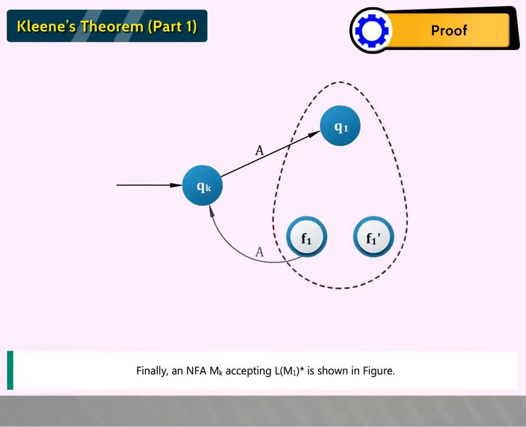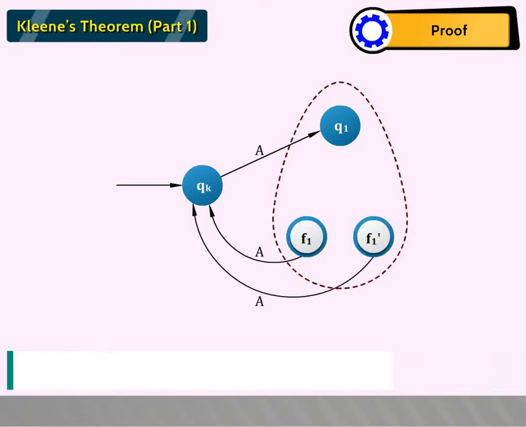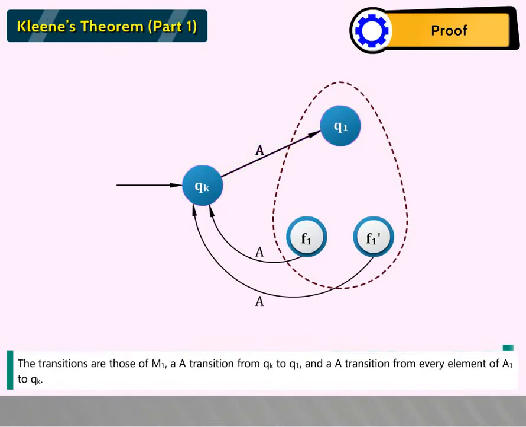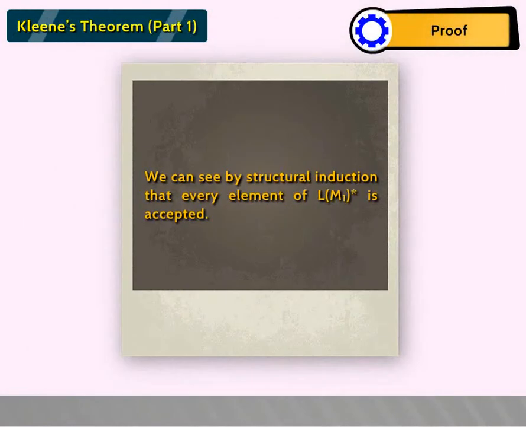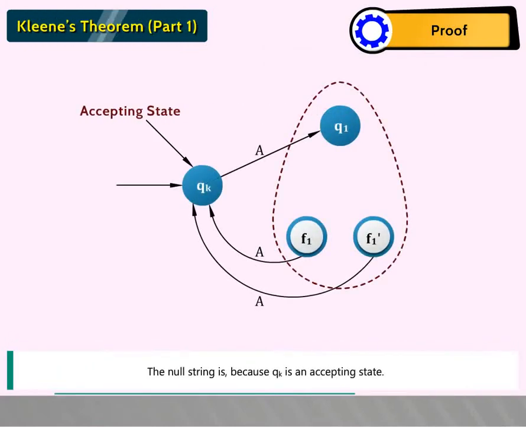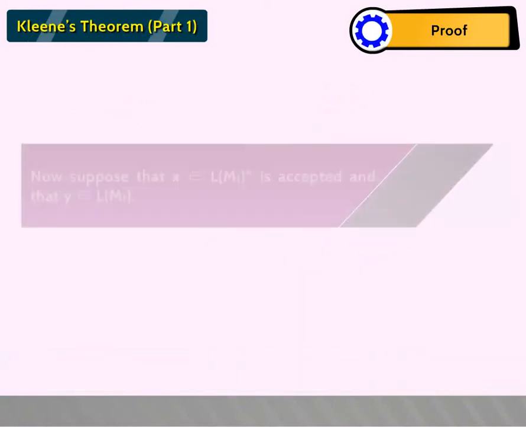Finally, an NFA M* accepting L(M1)* is shown in the figure. The transitions are those of M1, a Λ transition from q* to q1, and a Λ transition from every element of A1 to q*. We can see by structural induction that every element of L(M1)* is accepted. The null string is accepted because q* is an accepting state.